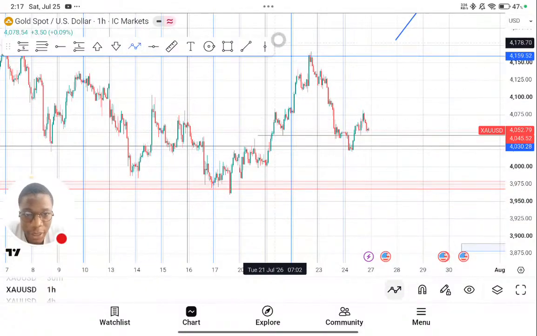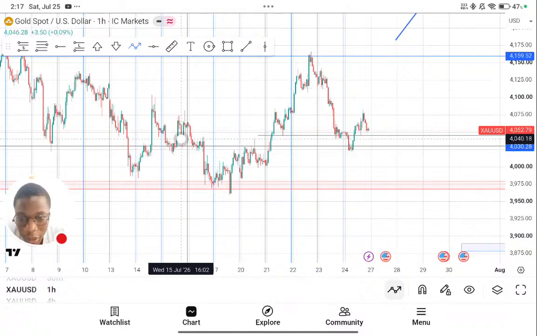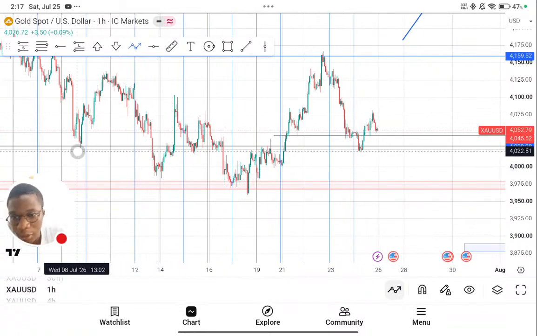You would have said this is an uptrend until this happened. This was a mini uptrend, right? Price was, this was a previous low.